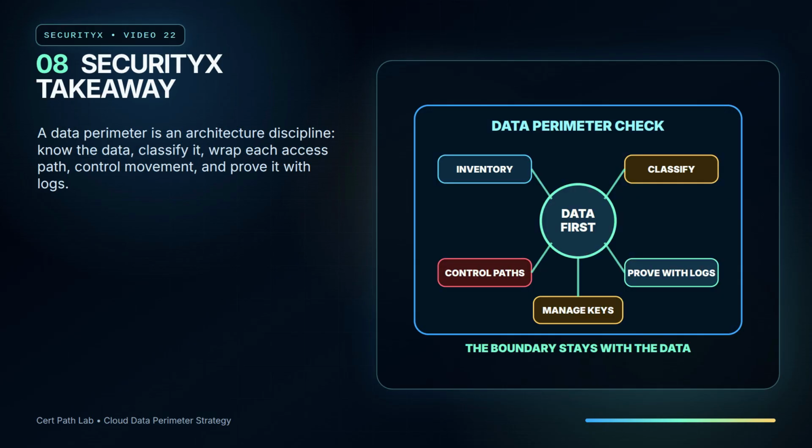The SecurityX takeaway is simple. A data perimeter is an architecture discipline. Know where the data lives, classify its sensitivity, wrap every access path in policy. Control movement with DLP and egress rules, protect keys separately, and prove the design with logs and alerts. In cloud and hybrid environments, the best boundary is the one that stays attached to the data even when the data moves.